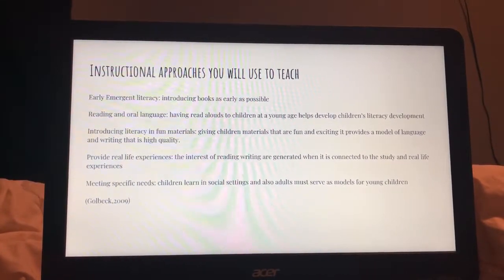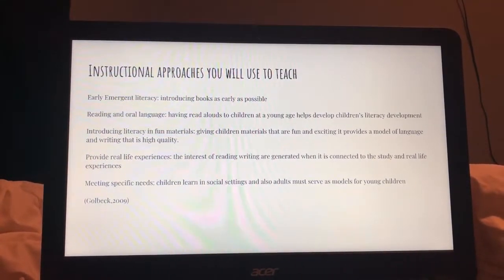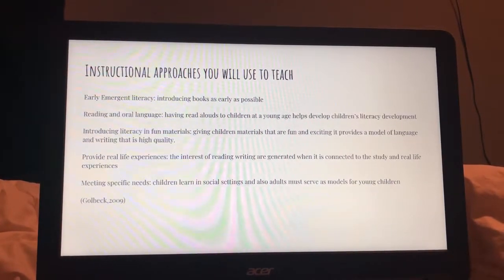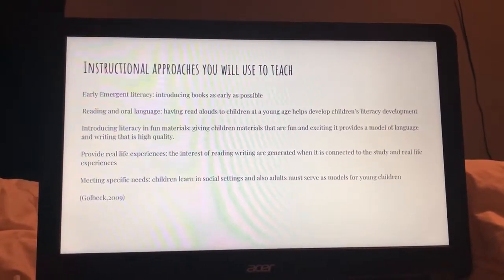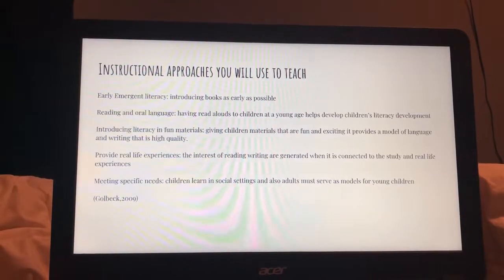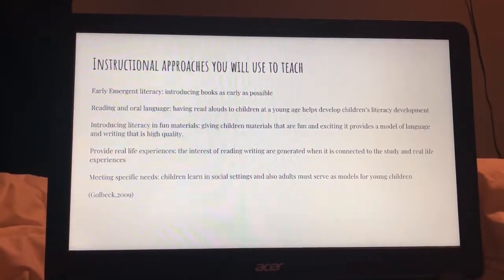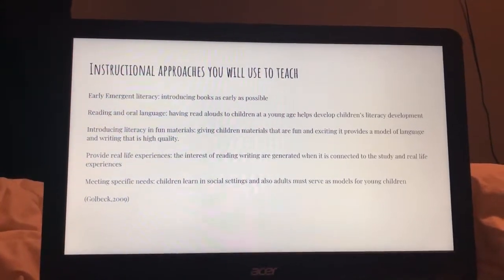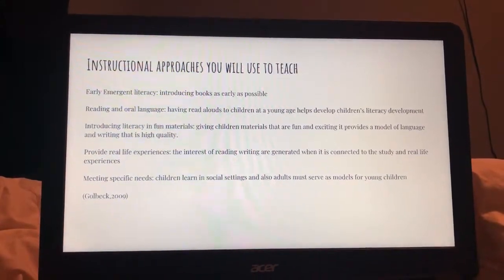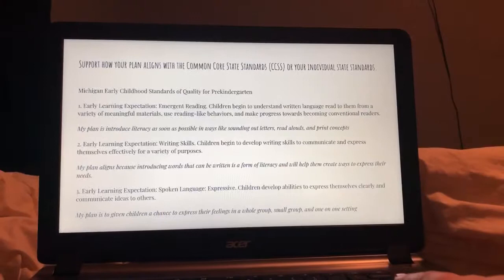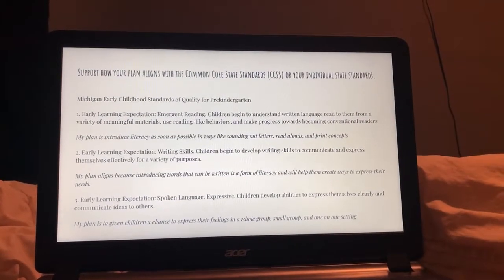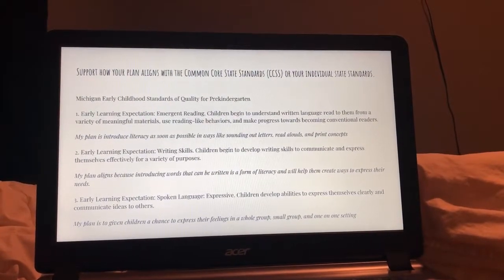Another thing is meeting specific needs. Children in social settings, and also adults, must serve as a model for children. So scaffolding children who have trouble with reading certain sounds, or discussing the writing, helping, meeting children where they are. Another thing is to support your plan, how it aligns with the Common Core.